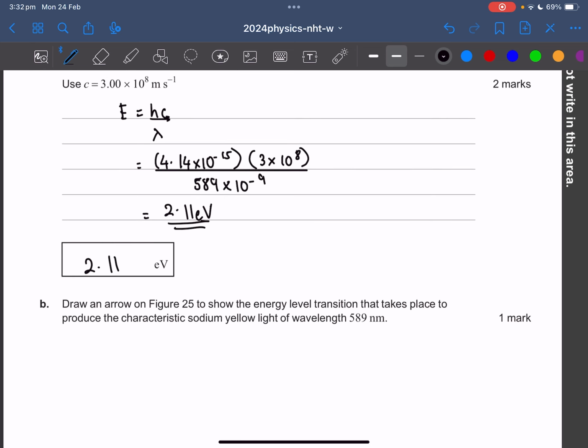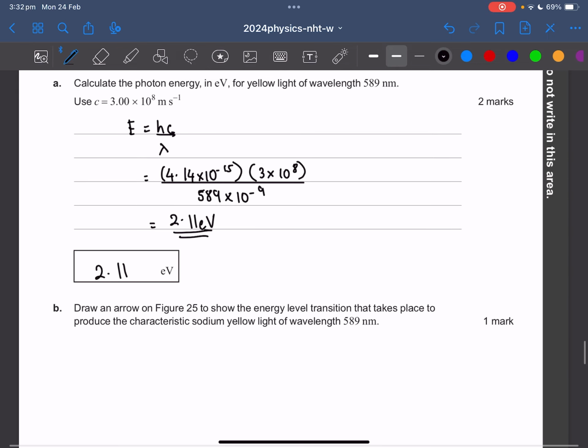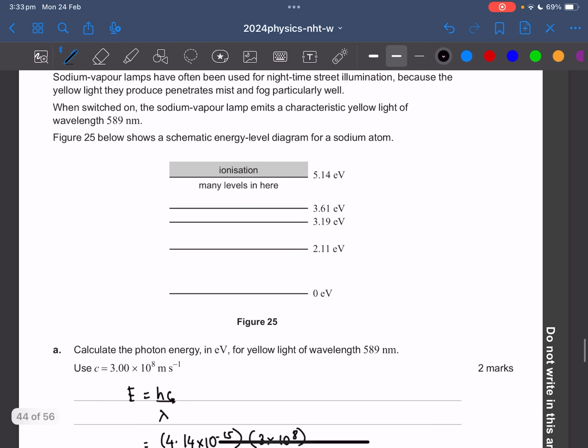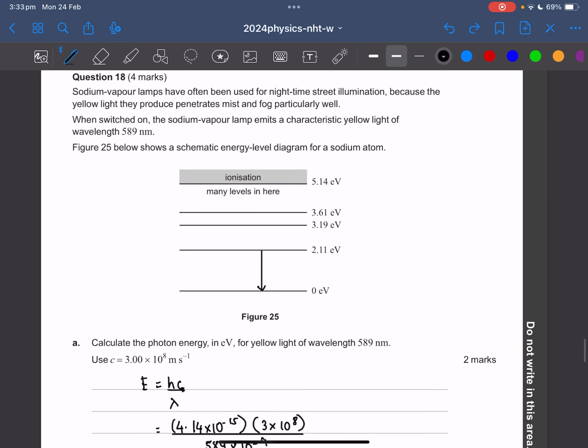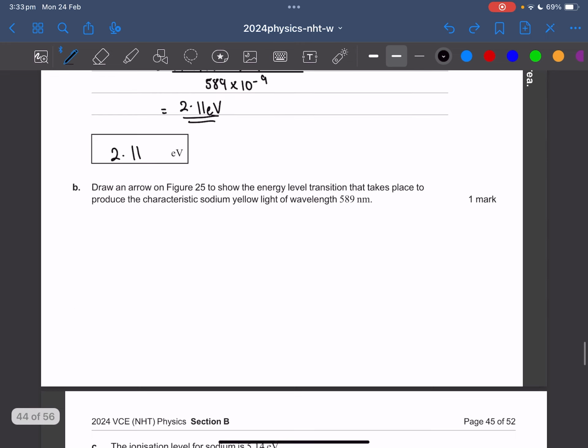Draw an arrow on figure 25 to show the energy level transition that takes place to produce the characteristic sodium yellow light of 589 nanometers. Well, it's just going to be from here all the way down here, because of the energy. Hopefully that made sense.